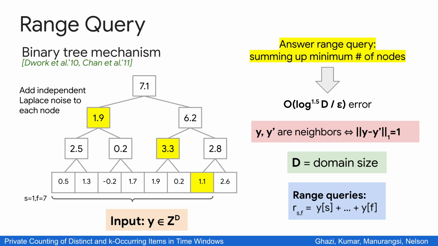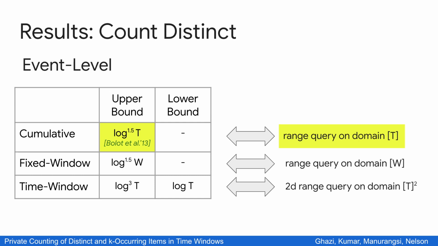Okay, so that's the range query problem and the known algorithm here. Let us get back to our count distinct problem. We will now show the reduction from count distinct to range query, and we'll start with the cumulative setting. And recall again that this is the algorithm of Bolot et al., but we are writing it in this reduction form.